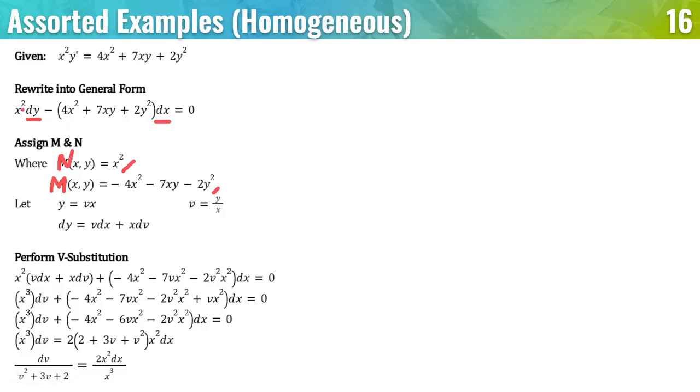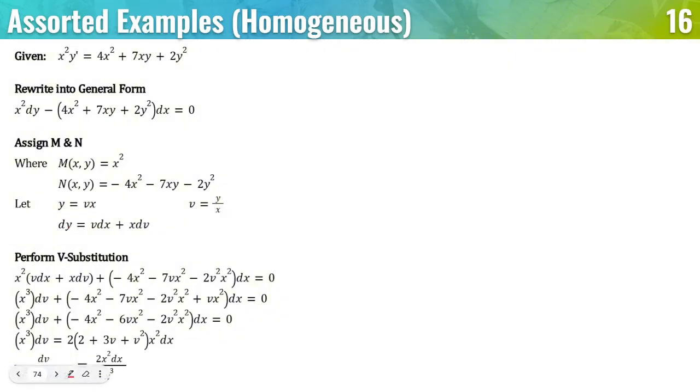So sorry for the mistake, but now that we know N of xy is x squared, we proceed with y and dy, since x squared is the easier one. So y is equal to vx. So we replace all of the y's. We're going to replace this one and this one. And then we replace the dy here with v dx plus x dv. Later on, we'll be using v is equal to y over x. It comes from here, dividing both sides by x.